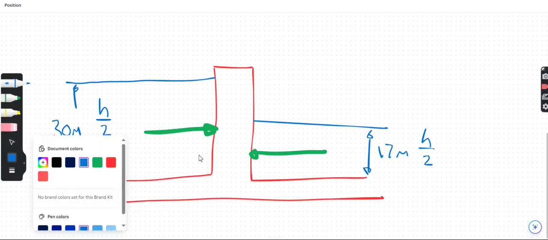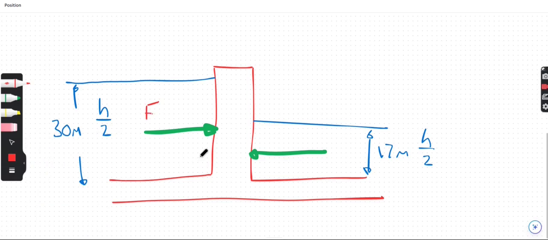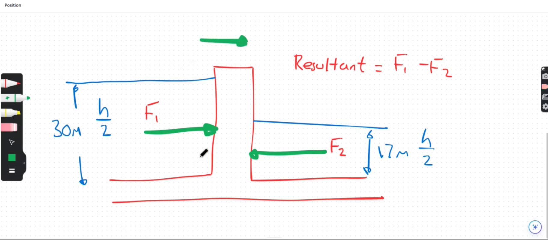So I'm going to label this one here F1. It's probably going to be the biggest one because I've got more water, and I label this one F2. And we've got to find the resultant. So all I'm going to be doing is find F1, find F2. F1 is the biggest in this case, so I'm going to go F1 take away F2, because the resultant force is going to try and push this dam wall or this gate that way.